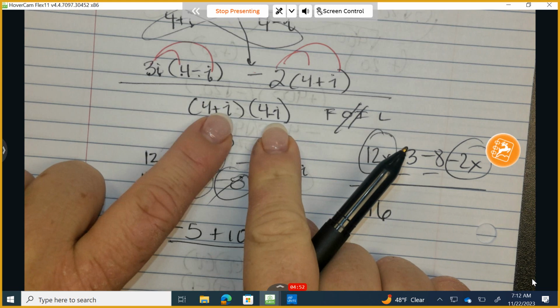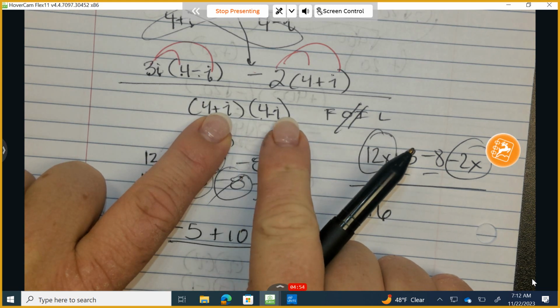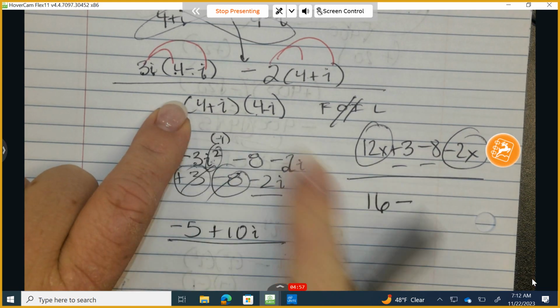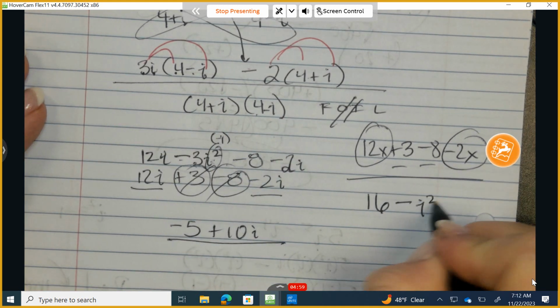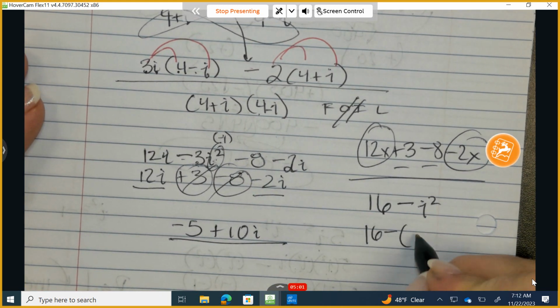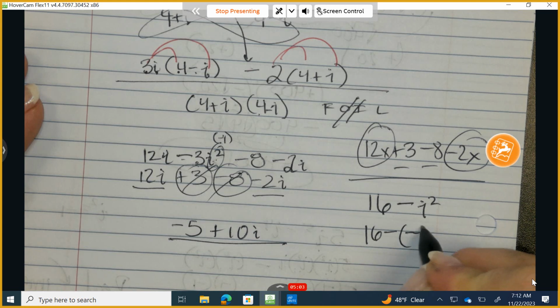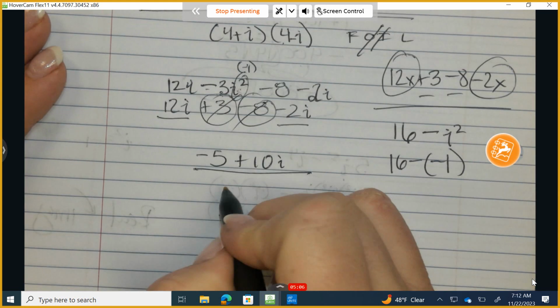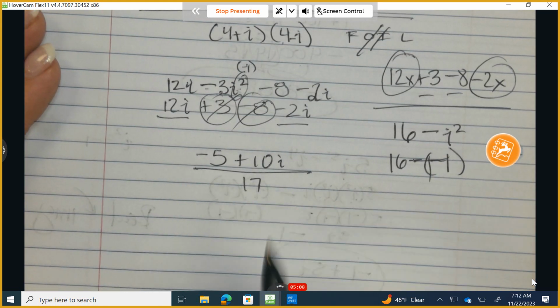Multiplying the last, well, positive i and negative i gives us a positive times a negative, and i times i is i squared. Now, really, what is i squared? i squared is equivalent to -1. So this becomes 16 plus 1, which is 17.